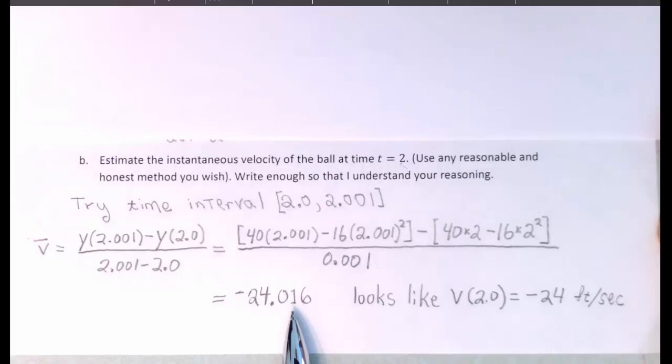Here are the numbers that we need to put into the equation of motion, and when we do the calculation, we find out that we get minus 24.016 feet per second. It would be a good guess then that the velocity at 2 seconds is exactly minus 24 feet per second, and if you use the methods of the calculus, you can show that that is in fact the case.